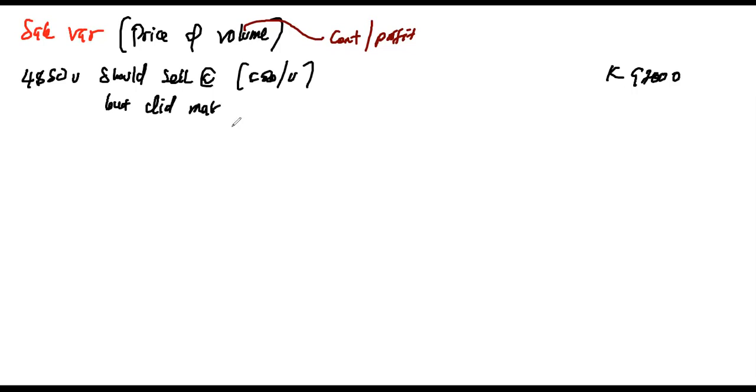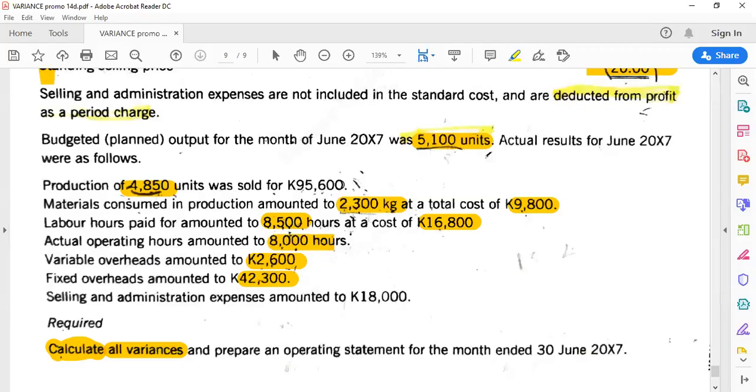How much did we make? Just a minute to read through. We have been told 95,600 in the question. We made 95,600. That's how much money we made when we sold the 48,000 units.